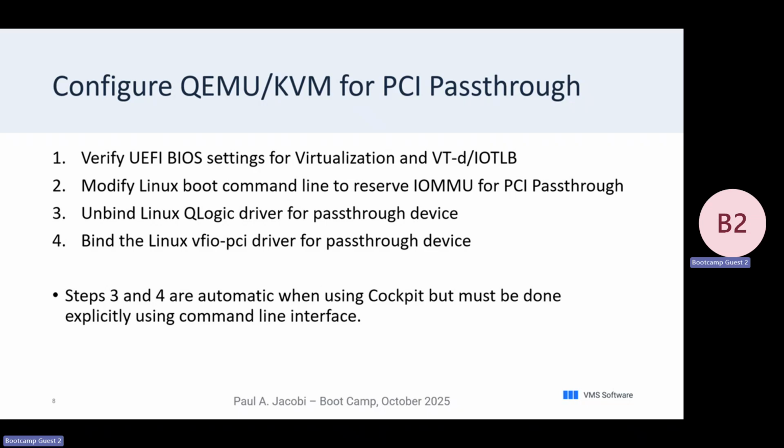That's not trademarked. And then you will need to modify your Linux boot command line to reserve the IOMMU hardware for PCI pass-through mode. And when you do that, you'll need to unbind the Linux QLogic driver for the device and bind the Linux VFIO PCI driver to the device. The good news is that if you use the Cockpit interface, steps 3 and 4 are done for you automatically using that interface. But if you start your VM with a script, maybe you will have to do that manually.